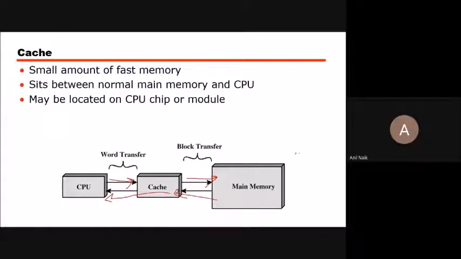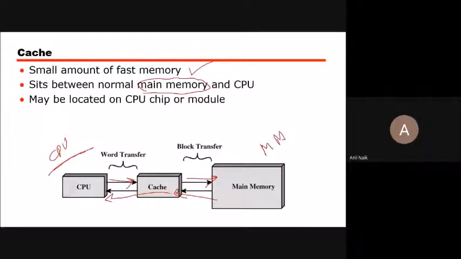So this is the cache memory definition. In the exam you read this diagram for cache memory. It is a small amount of fast memory. The cache memory sits between the main memory and CPU. This is the main memory, and this is the CPU.